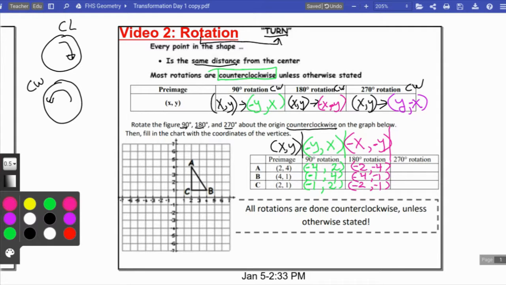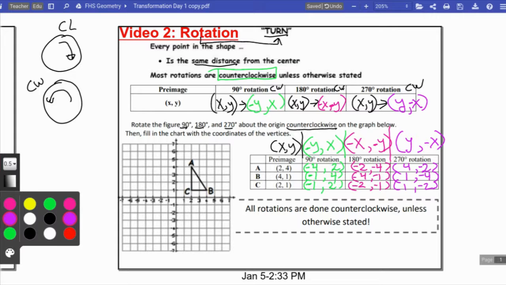Let's move on to 270 counterclockwise. With 270 counterclockwise, the letters switch and you make the right side negative. So let's switch the numbers. (2, 4), you're going to write (4, 2), and make the right side negative. Switch it: (1, 4), make the right side negative. Switch it: (1, 2). You can make it into a song. Anyway, let's get back to work.